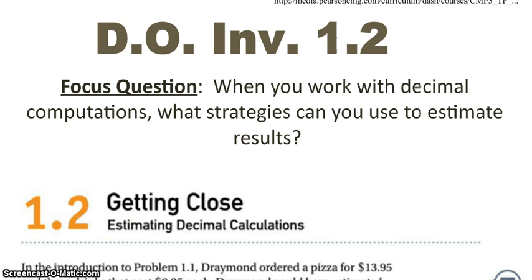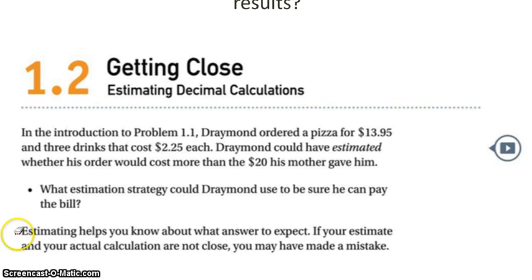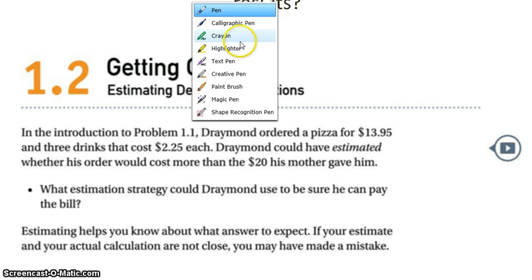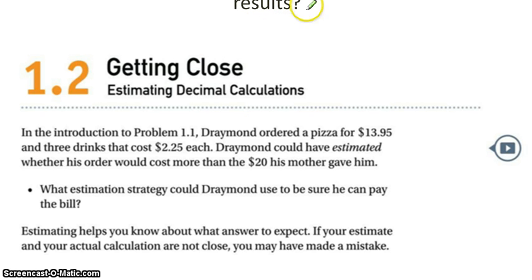So we're going to come down here to the actual problem, which references the problem in the book from the previous day. It says that Draymond ordered a pizza for $13.95 and 3 drinks that cost $2.25 each. Okay, so $13.95 and 3 drinks that are $2.25 each. Draymond could have estimated whether his order could have cost more than the $20 his mother gave him. What estimation strategy could he use to make sure that he can pay the bill?